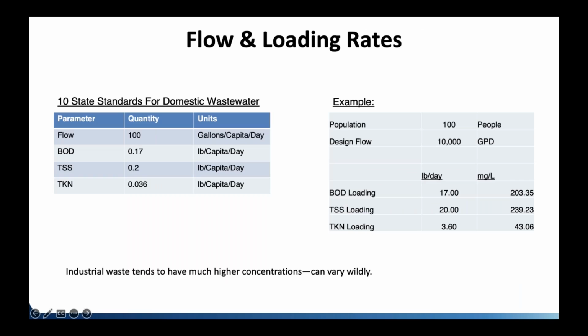Okay, so flow and loading rates. I'm going to use municipal because industrial is all over the map, but the point is exactly the same. In the 10 State Standards, which I will show you the reference to at the end, all the engineers and regulators from 10 different states, mainly in the Midwest, came together and agreed on certain engineering things. Part of what they agree on is that for every one person, we're going to assume that they produce 100 gallons of wastewater per day.